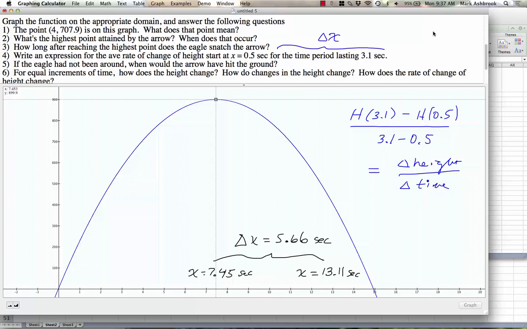So therefore, what is the change in time? You can just write 3.1. If you want to write 3.6 minus 0.5, that's fine. But we can just write down 3.1. It's a change in time.